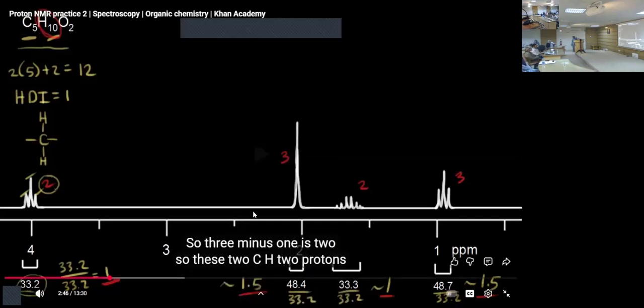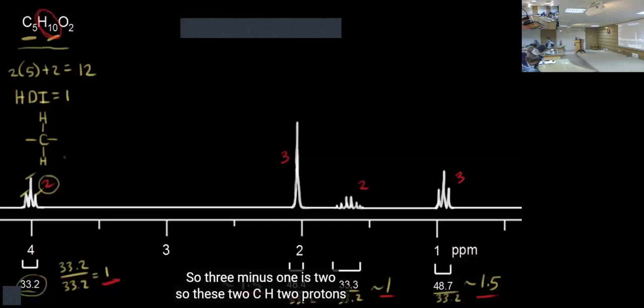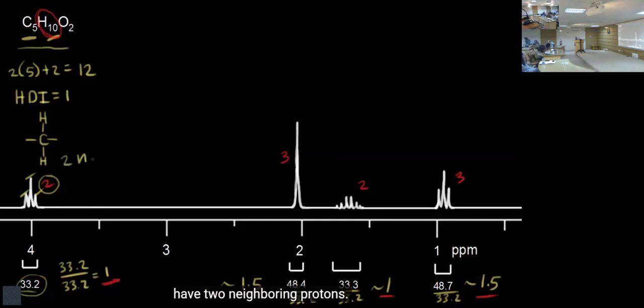Minus 1 is 2. So I think we can say these two CH2 protons have 2 neighboring protons. Next, let's think about the chemical shift. So this signal has a chemical shift of approximately 4 parts per million.